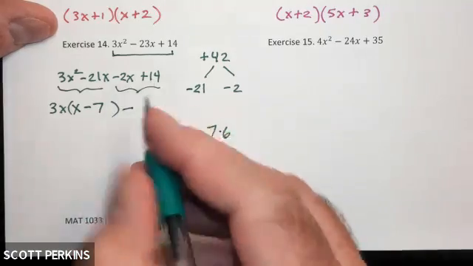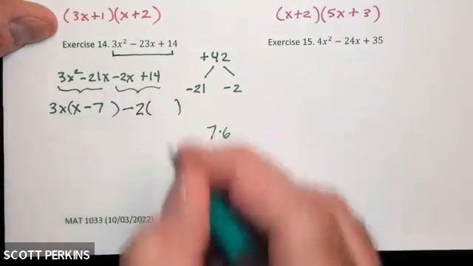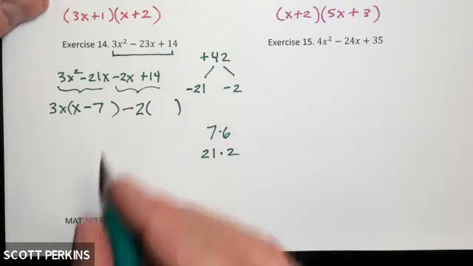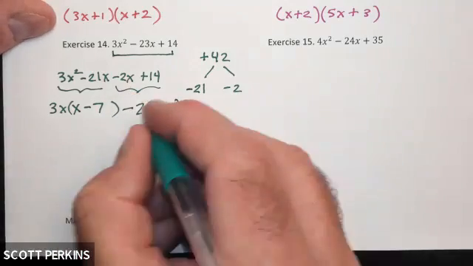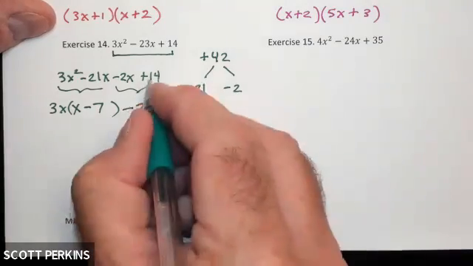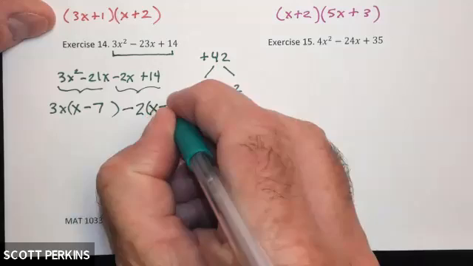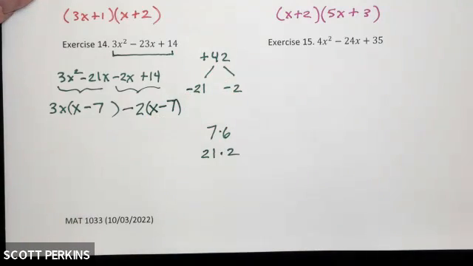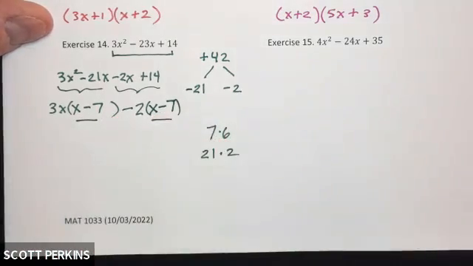And then 2x and 14 have a 2 in common. Negative 2x divided by negative 2 leaves me positive x. 14 divided by negative 2 is negative 7. Grouping worked. I celebrate. Yeehaw.